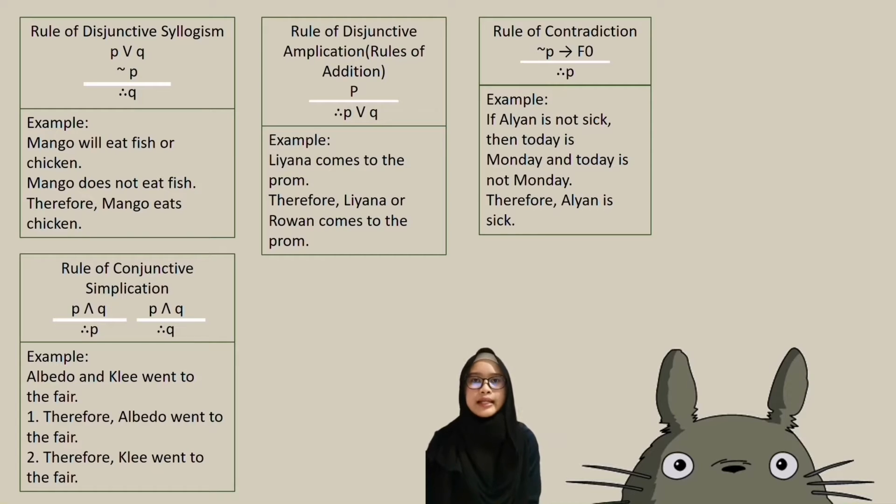Rule of contradiction: negation P implies F, then we have conclusion P. For example, if Alian is not sick, then today is Monday, and today is not Monday, therefore Alian is sick.